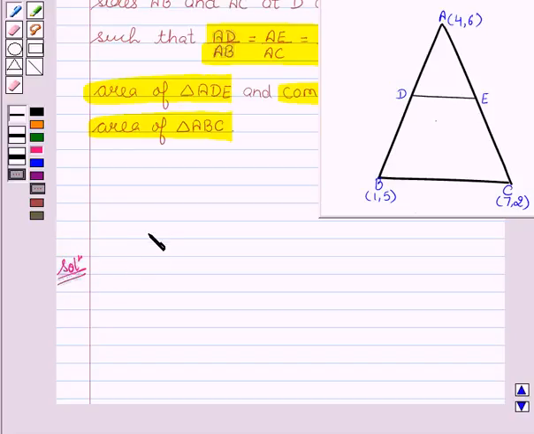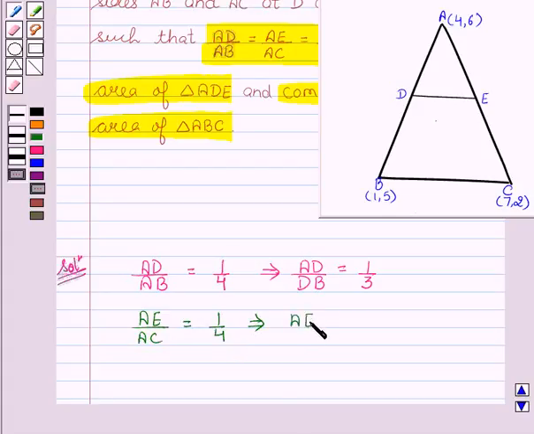Here we are given AD upon AB equal to 1 by 4. This implies AD upon DB equal to 1 by 3, and we are also given AE upon AC equal to 1 by 4. This implies AE upon EC equal to 1 by 3.